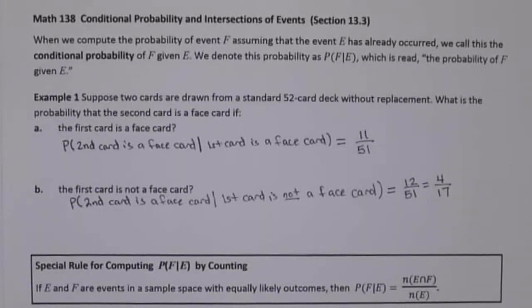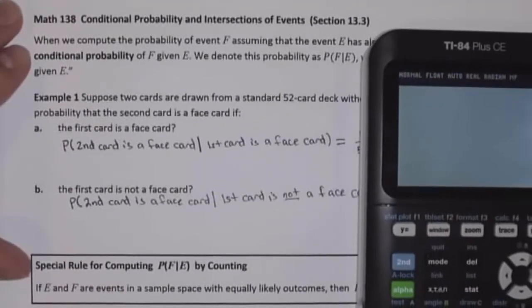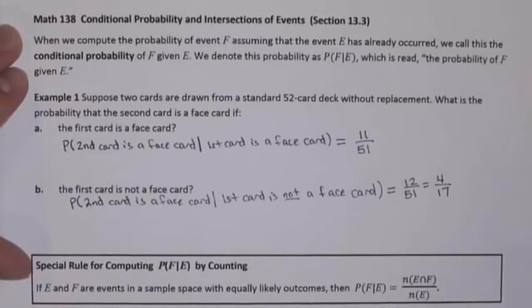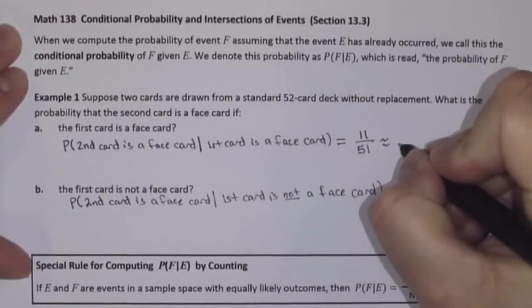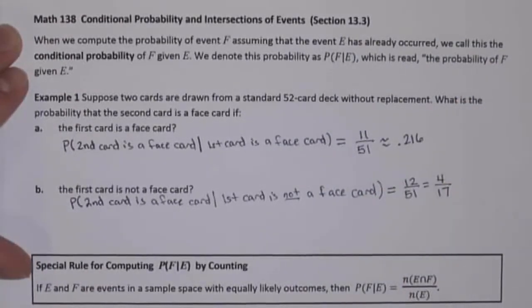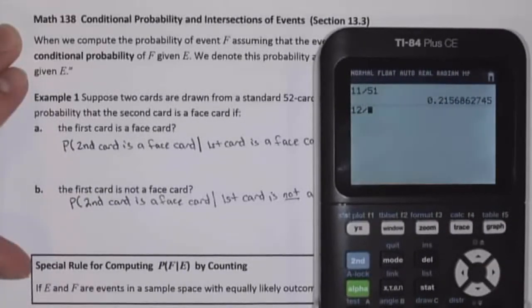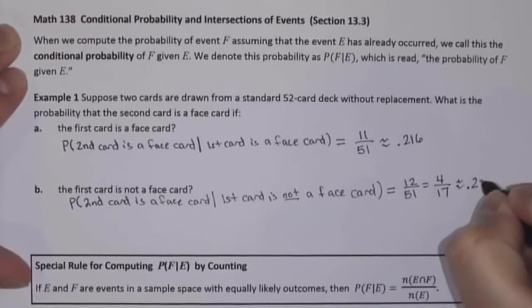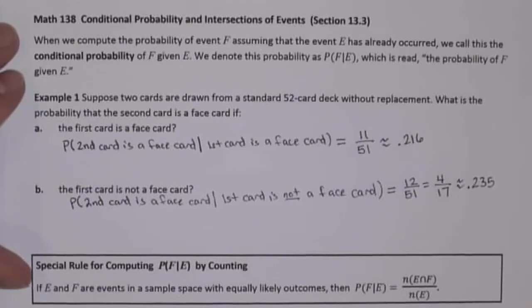And as usual, if we wanted to write our probabilities as decimals, I can bring in my calculator. 11 divided by 51, that would be approximately 0.216. So this probability would be about 0.216. Whereas if I take 12 divided by 51 or 4 divided by 17, either way I get about 0.235. So this would be 0.235.